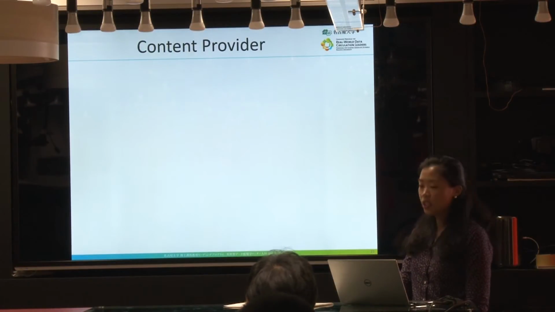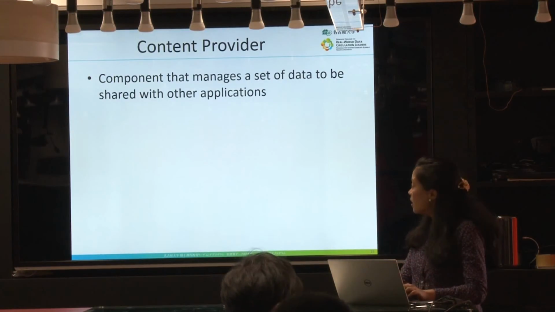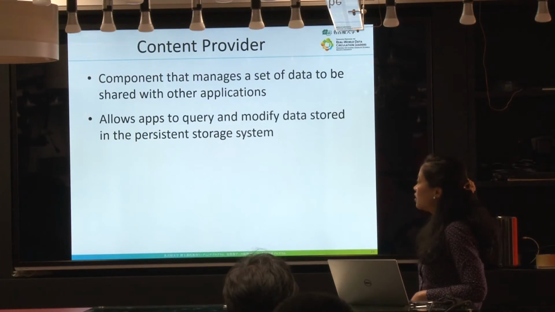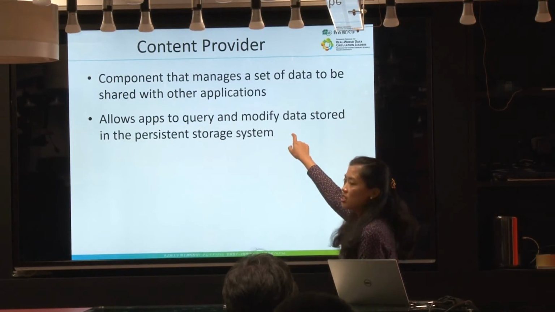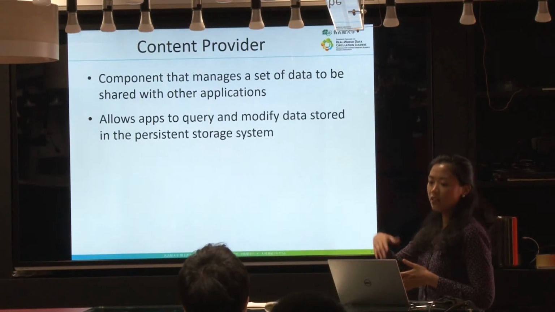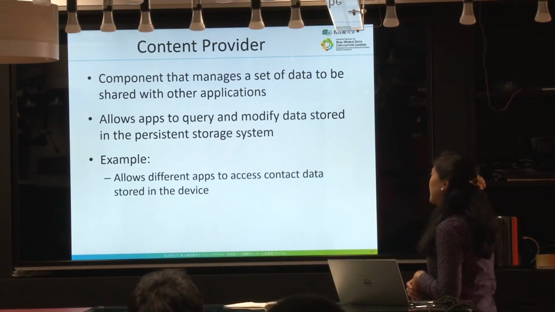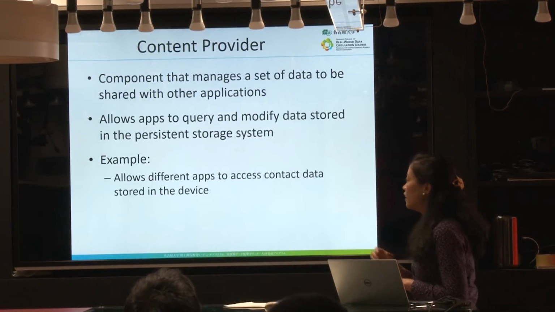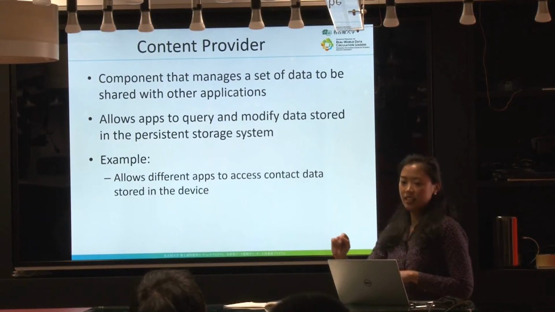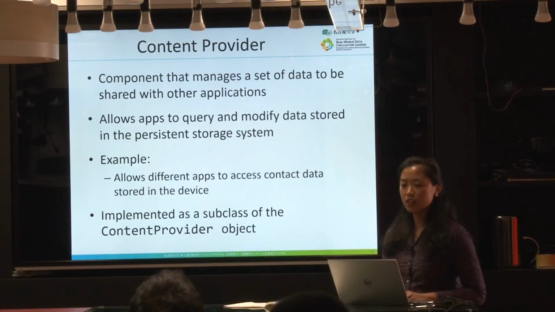So the third component is the content provider. A content provider manages a set of app data. It allows you to query and modify data stored in your storage system. This storage system can be your mobile phone's file system, an SQL database, or even a server. An example of a content provider is an app that is able to access your contact data stored in your device. And you implement it as a subclass of the content provider object.